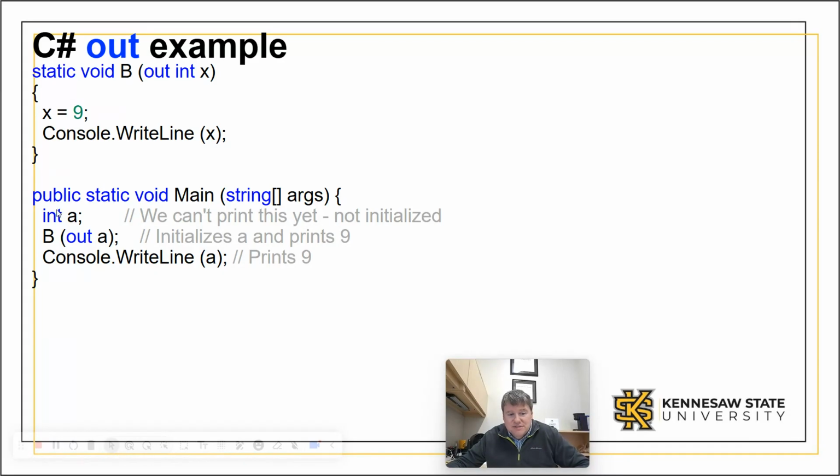And look how you use it. So we say int A down in main, and then we say B out A, which means that the value is going to come out of the method B and get stored in the variable A. So up here, when we say x is 9, that automatically returns to this a down here, and the a is also 9. All right, so cool.